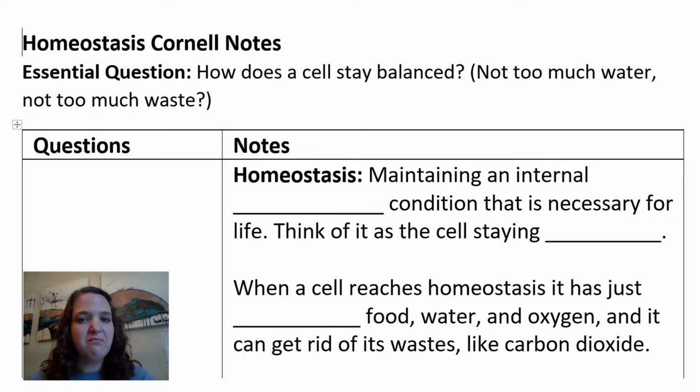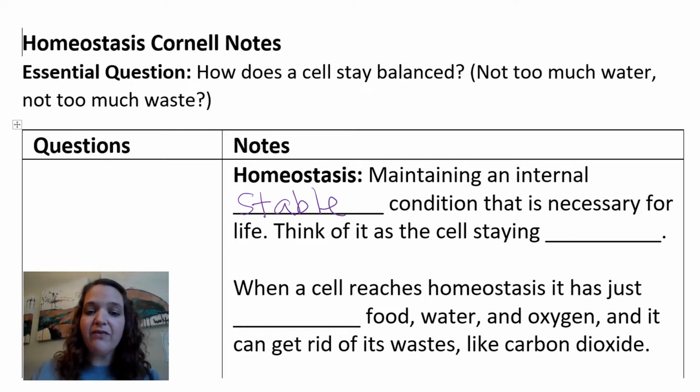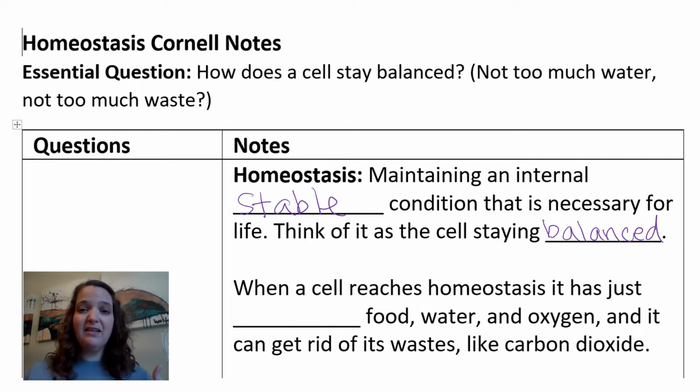Let's begin by talking about the crucial vocabulary word, and that is homeostasis. Homeostasis means maintaining an internal, stable condition that is necessary for life. Think of it as a cell staying balanced. Homeostasis means that the inside of the cell and the outside of the cell are balanced, right?